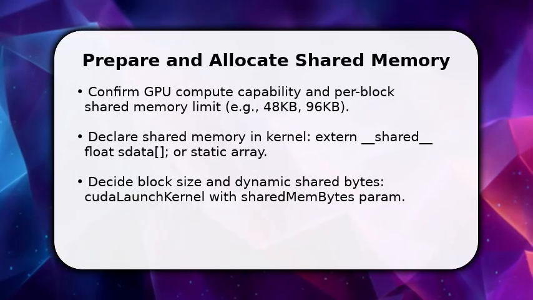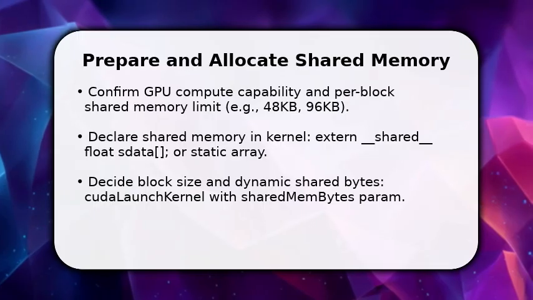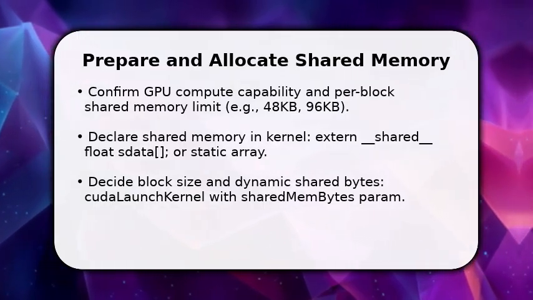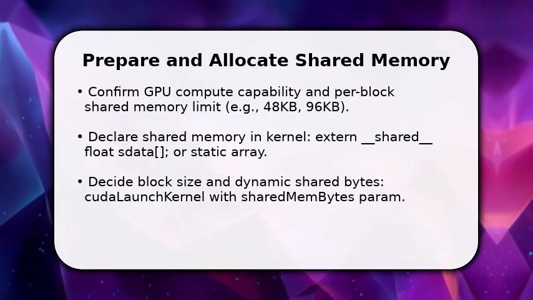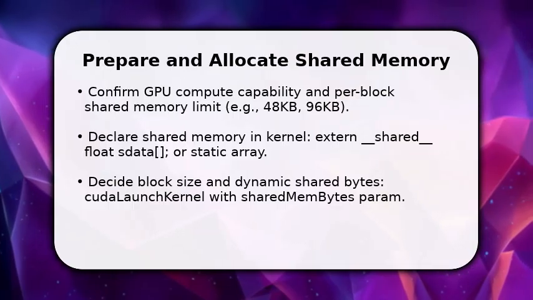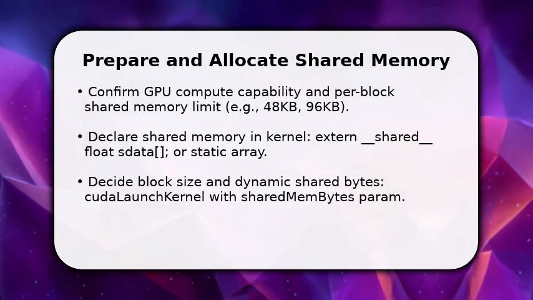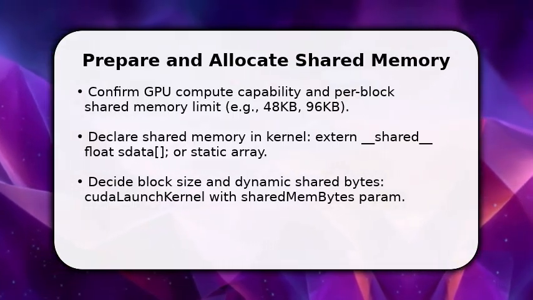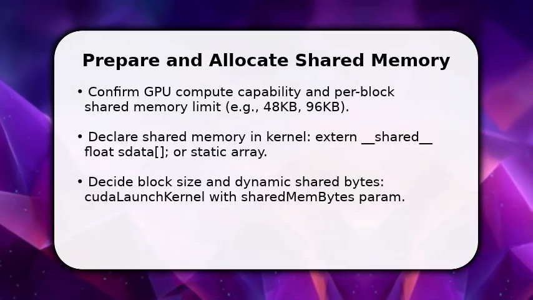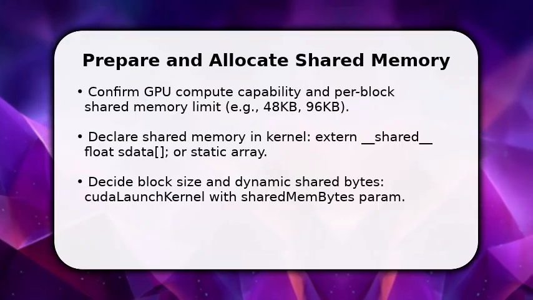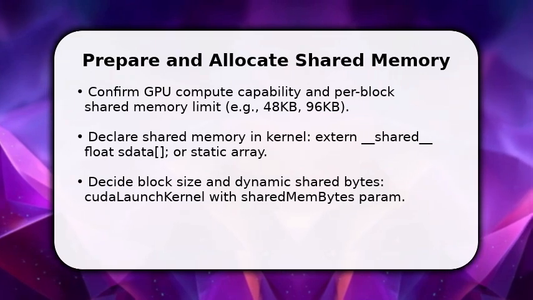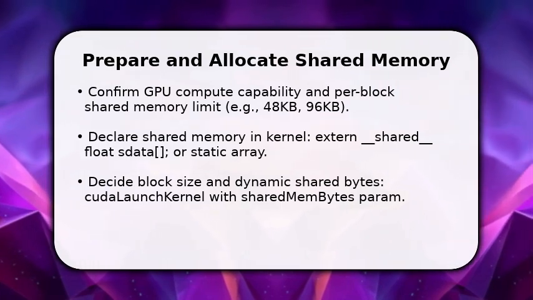You start by matching hardware limits with your kernel needs. Check the GPU compute capability and per block shared memory limit, then declare shared memory in the kernel using extern or static arrays. Once done, choose a block size that balances occupancy and shared usage, and pass dynamic shared bytes when launching the kernel. Make sure to align types and avoid bank conflicts by planning padding. This first step sets the foundation, so later reads and writes are fast and deterministic on the device.